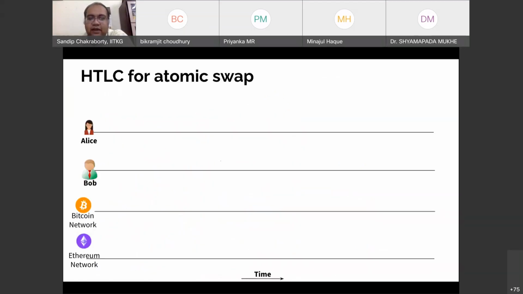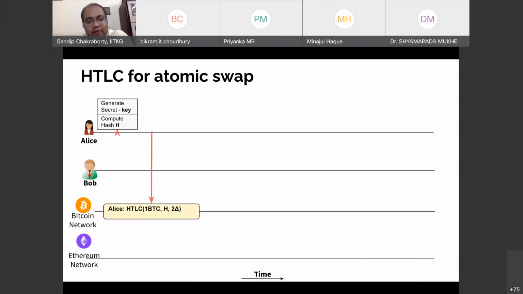So let me not go to the text, rather try to explain it with the help of a timing diagram. Alice generates the secret key and computes the hash. After that, Alice submits the HTLC, or hash time lock contract, to the Bitcoin network with 1 Bitcoin, the corresponding hash value H, and the time lock value 2 delta. Now, once this contract is available in the Bitcoin network, Alice transfers this hash to Bob.